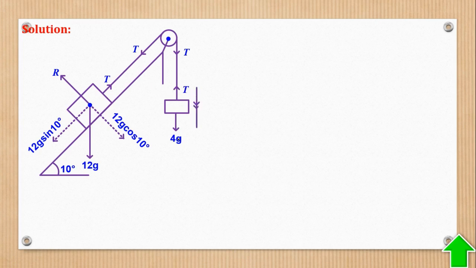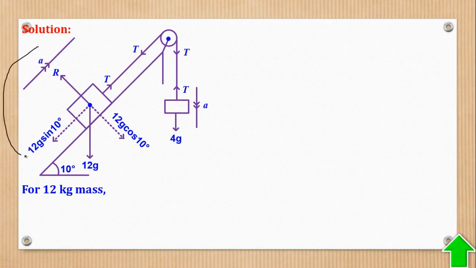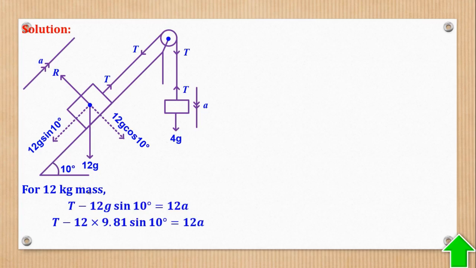So when released, how do you know which goes down? Of course, compare 4G with this and see which one is heavier. So this is heavier, so it goes down, and this goes up. Then we shall start with the 12 kilogram mass. We are interested in these forces. So it will be T minus this equal to 12A. Then substitute for G and get equation 1.